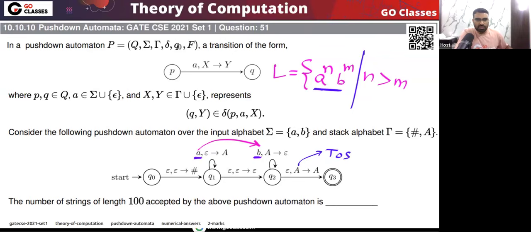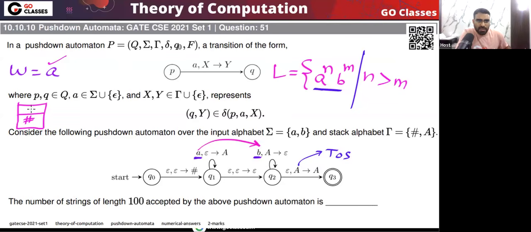One more thing you can notice: is the string W equal to A accepted or not? Tell me, is this string accepted or not? What will you do for this string? First, you will push the hash symbol on the stack. This is transition T1, from the start state. Then for every A, you will push A, so for this A, you will push A on the stack.